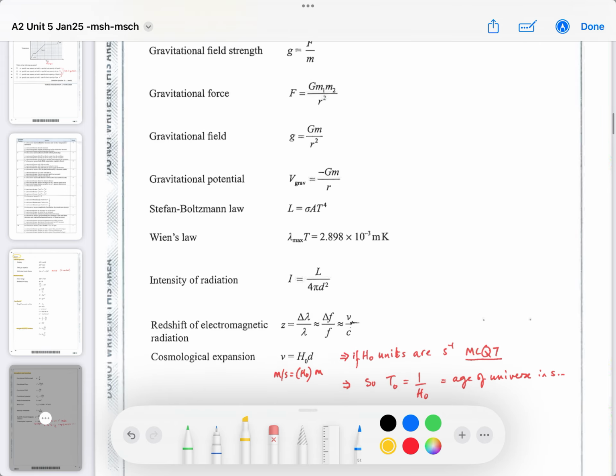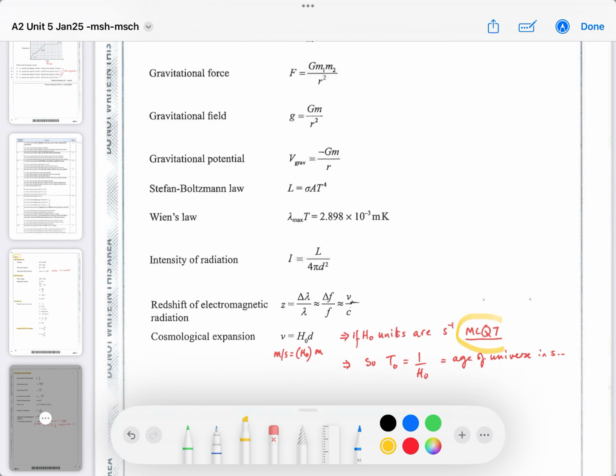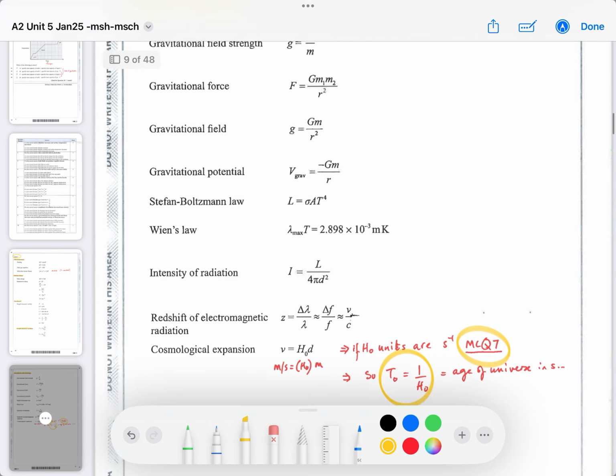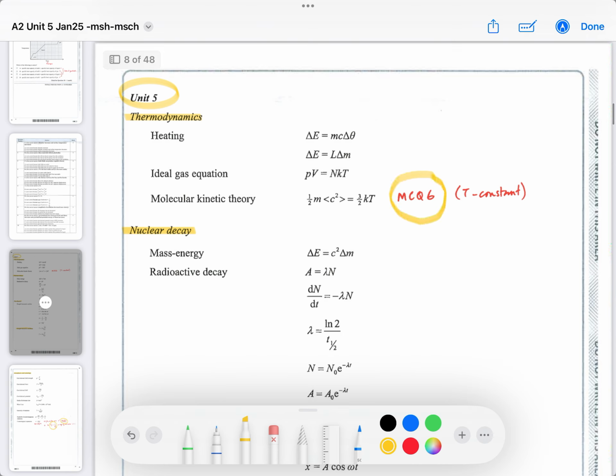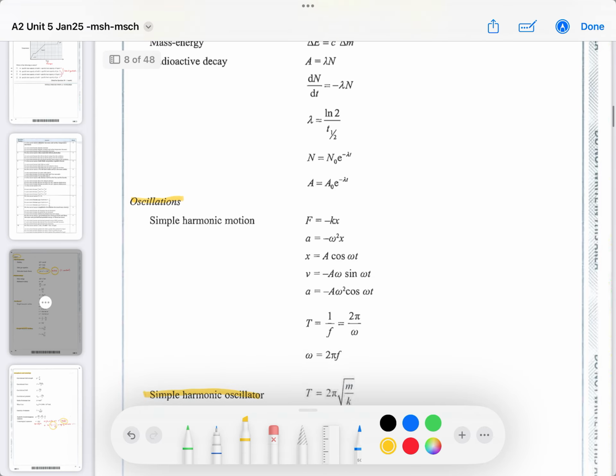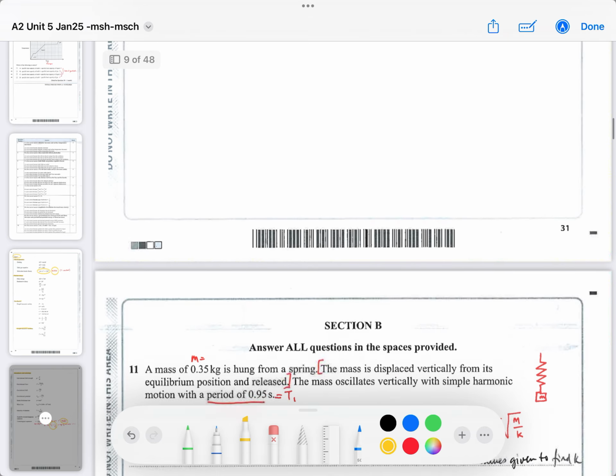So you see I've used v equals H naught d in the multiple choice question 7. And remember, they don't give you this equation, so you need to remember that equation, that the age of the universe can be worked out from the Hubble constant by making the reciprocal. The other equation we use in multiple choice question 6 was making use of the mean kinetic energy being directly proportional to the temperature in Kelvin, if you use the Boltzmann constant. So it's really useful becoming familiar with all the equations you need to know, okay, or be able to use.